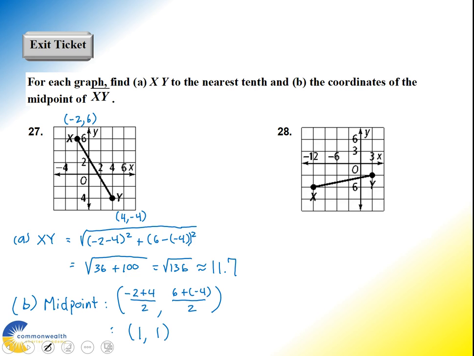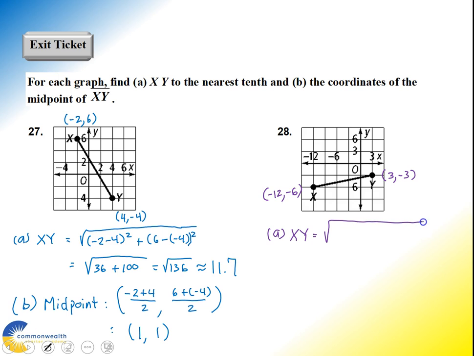Now I'm going to do the second one, and use a different color here. Again, I want to find the distance, and again, I'm going to need to find the coordinates. By the scaling, I can see they're going by threes. Every bar is 3. So this point here is actually 3, -3. And this point over here looks like it is -12, -6.